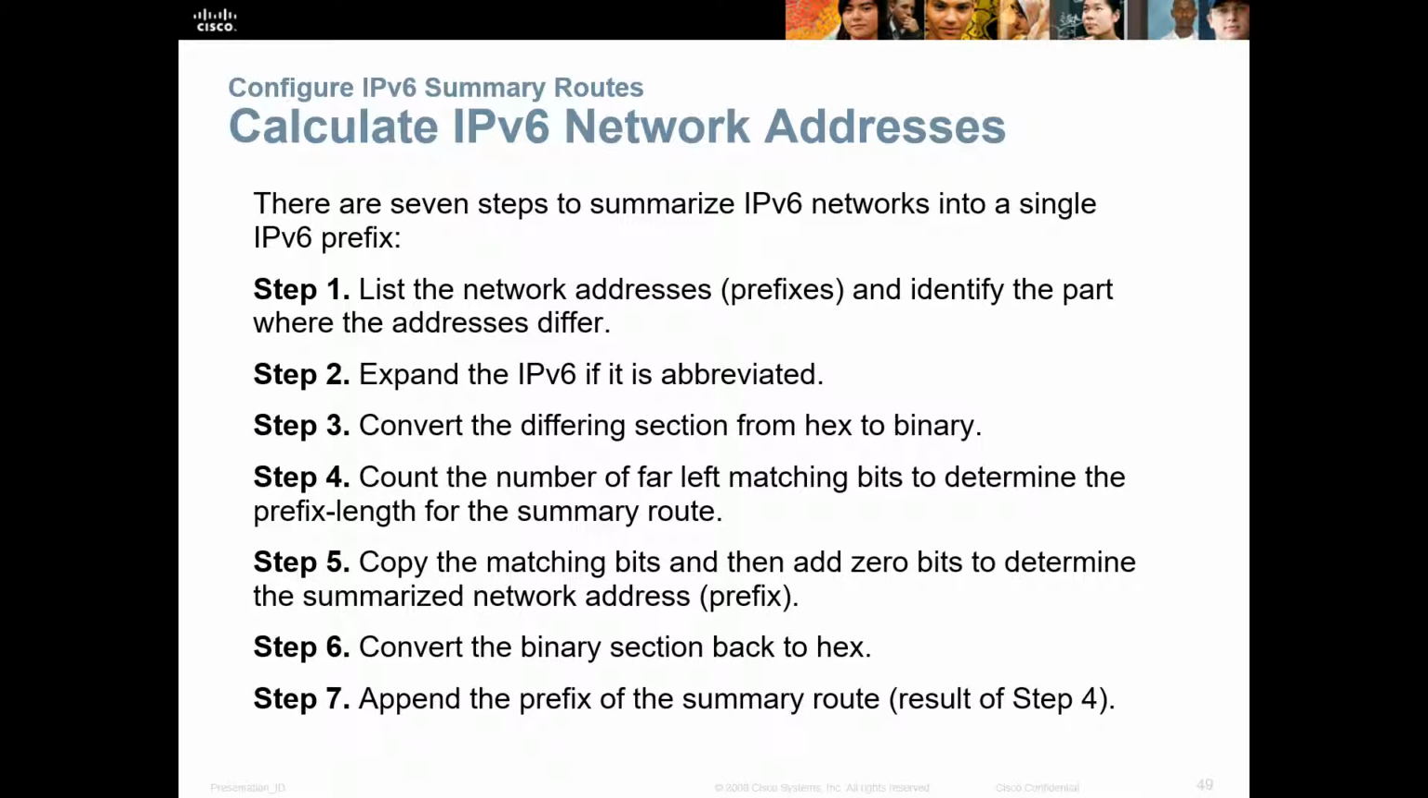Calculating IPv6 network addresses. The general steps: list the network addresses and prefix. Identify the parts where the addresses differ. Expand IPv6 if it's abbreviated. Convert from hexadecimal to binary. Count the number of far left bits that are matching. Then summarize. Copy the matching bits. Change everything to the right of that to zeros. Convert the binary back to hex. You're good to go. Again, just like we did in IPv4 summarization.